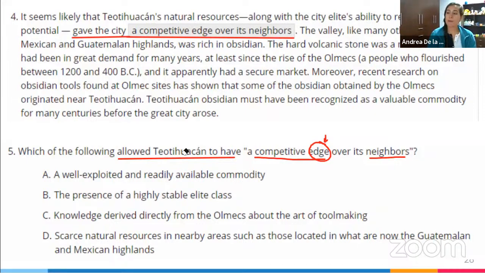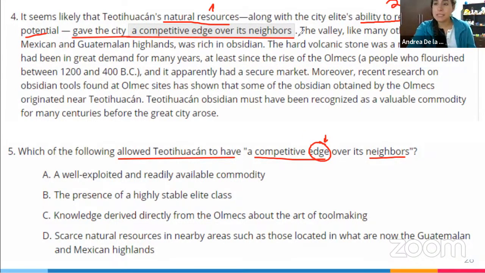Now, if we have all that already, that means that we already have the answer, right? What allowed the city to have a competitive edge? The answer is their natural resources, that's one thing. And the second is the city elite's ability to recognize their potential. Those are the two things that allowed Teotihuacan to have this competitive edge. Now that you have the answer, you have to stop reading. You don't need to read anything else because you've already found the answer. That was the second step.